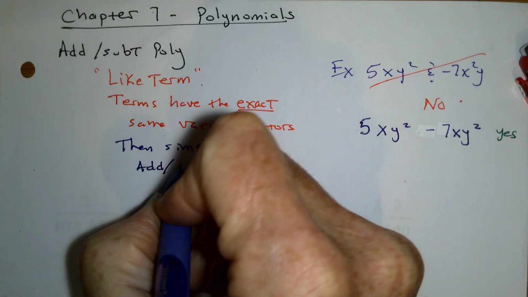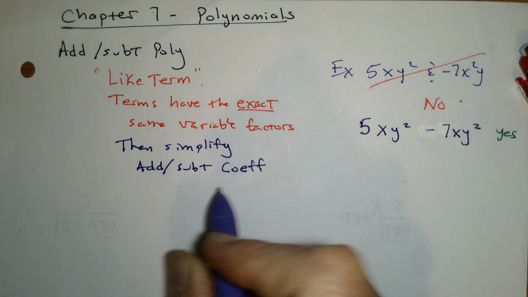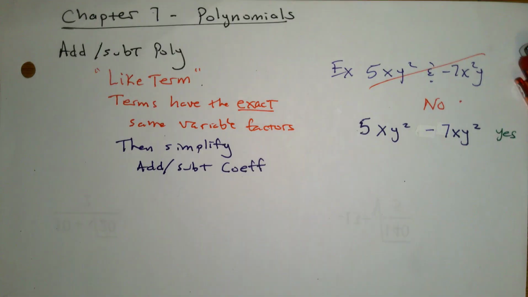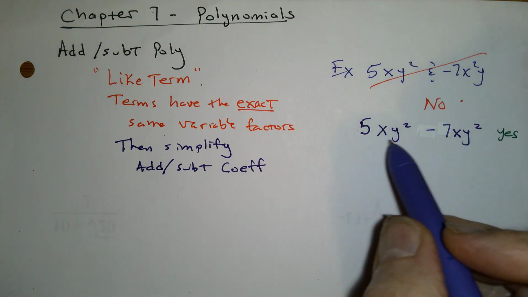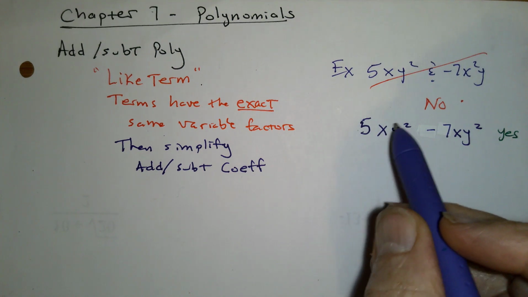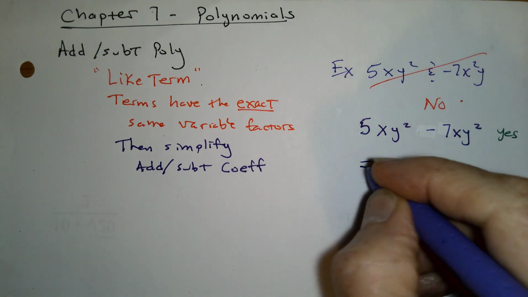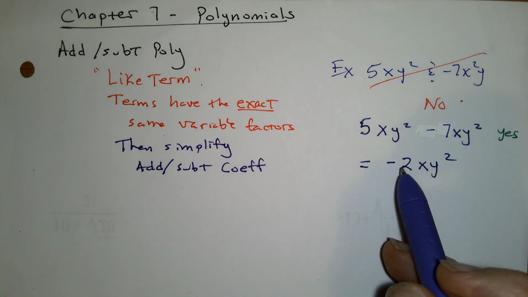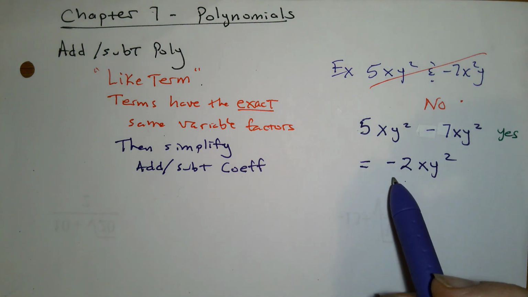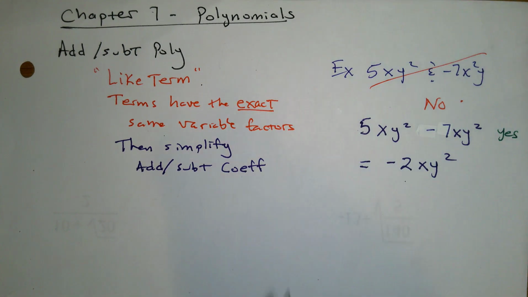Add, subtract the coefficients. Now notice I'm not saying anything about the exponents, because exponents have to do with multiplying. But adding and subtracting is just going to affect how many of these factors we have. We have 5 of these xy squareds, and we're going to take away 7 of these xy squareds, so this does simplify to minus 2 xy squareds. Notice the only thing that changed was the coefficient. So for adding and subtracting, you're changing the coefficients. That's all that gets changed in the short and sweet of it all.